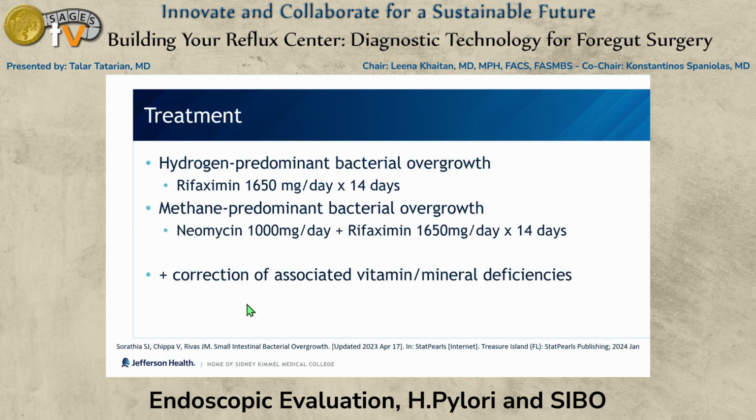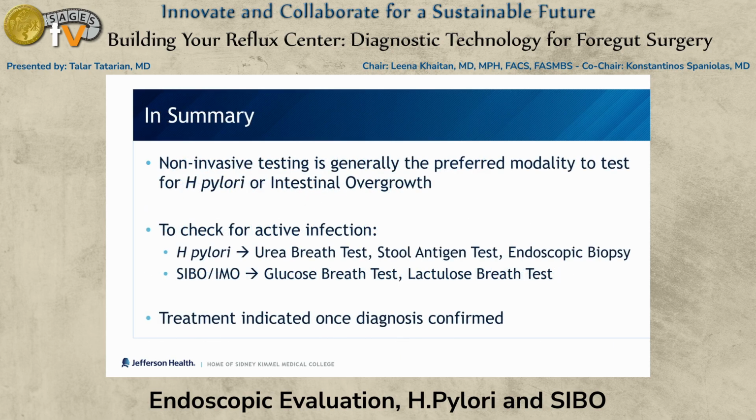And then mainstay of treatment, if it's the hydrogen predominant SIBO, it's rifaximin for 14 days. And if it's methane predominant, then you want to add neomycin to that. And then obviously correct any associated vitamin or mineral deficiencies. So in summary, non-invasive testing is generally the preferred modality to test for both. And then to check for active infection specifically, I've listed the diagnostic modalities that would be recommended, and then treatment once diagnosis is confirmed. That's it.